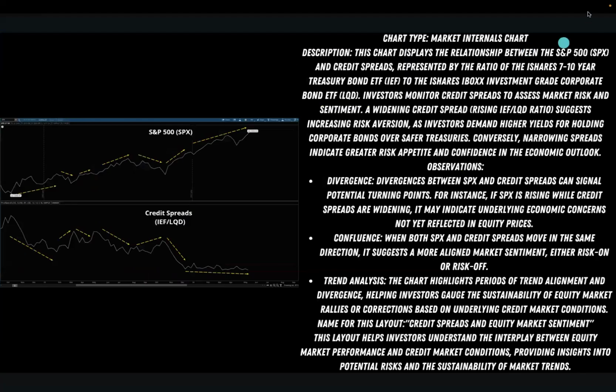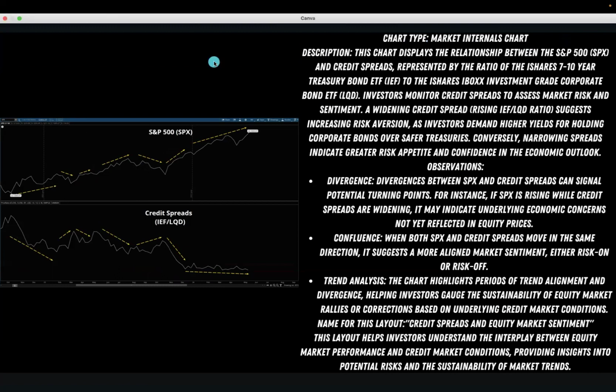Now, this is a market internals chart, right? A little bit also of an intermarket relationship chart. Now, this chart displays the relationship between the S&P 500 and credit spreads, represented by the ratio of the iShares 7 to 10-year Treasury Bond ETF, which is IEF ticker symbol, to the iShares iBoxx Investment Grade Corporate Bond ETF, LQD ticker symbol. Now, investors monitor credit spreads to assess market risk and sentiment.